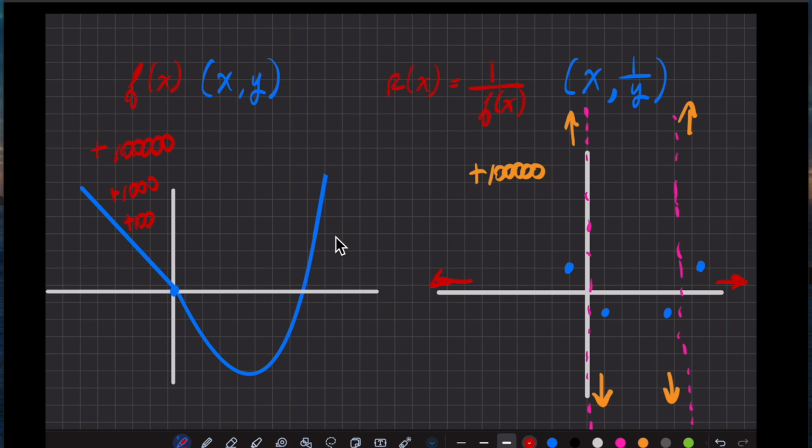Okay, one last thing. I want to take this point and plot the point on our reciprocal graph. So let's just pick points here. Let's call this (2, -5).